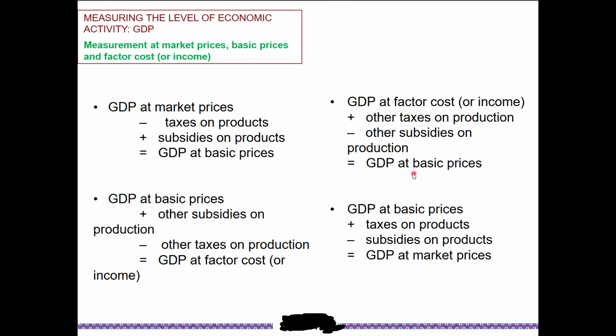These basic prices, this is where the products move from the factory to the shop, right? When they get to the shop, they are at basic prices because they are exclusive of taxes, like VAT, and also of subsidies. So when they get to the shop, you add taxes on these products and subtract the subsidies on these products to get the GDP at market price. This is the price that you and I are going to pay when we get there. To go back, you just do the opposite.